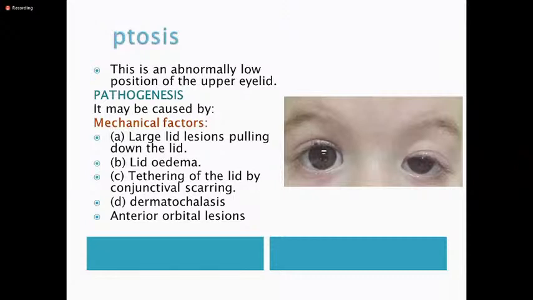So here we're talking about large eyelid lesions pulling the eyelid down, and lid edema. If the lid is edematous, of course, it will have some ptosis. Tethering is a fibrous layer pulling the eyelid down, especially in scarring. And one thing which is actually not a real ptosis is called dermatochalasis, where the skin itself is too loose and overhangs over the eyelid and covers the pupillary axis of the eyeball. Of course, we have talked about anterior orbital lesions, they can cause a bit of ptosis. Those are mechanical factors that cause ptosis.